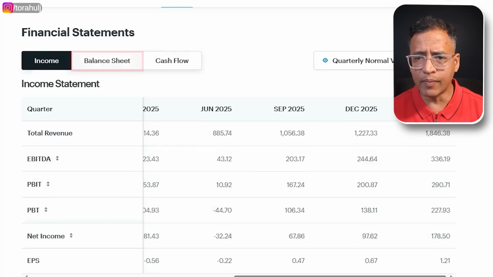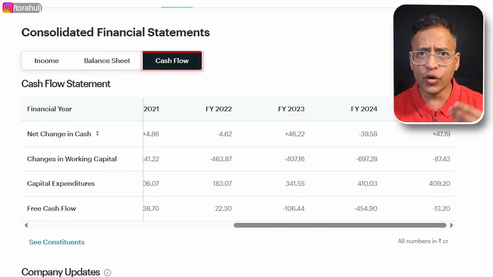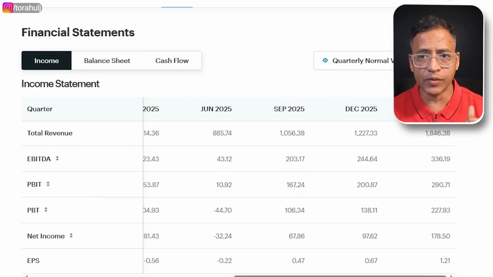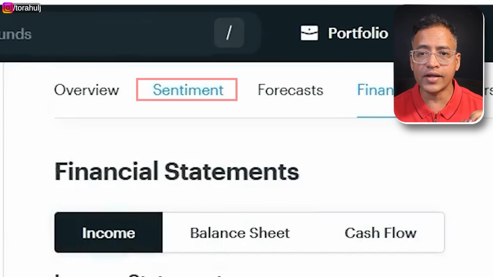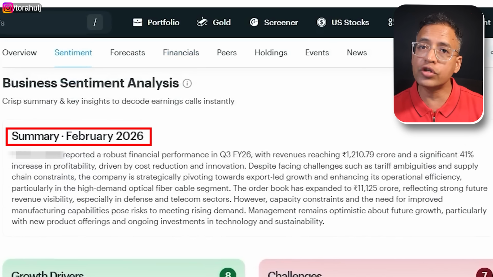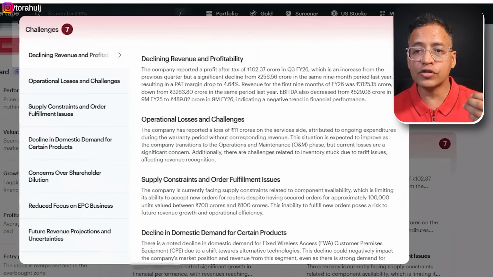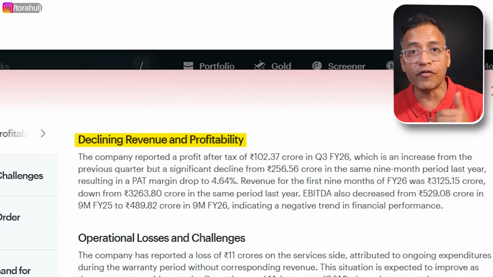Likewise, you can go and read the balance sheet here, cash flows here. I'm not going into a lot of details here, but hope you get the point that you can analyze the financial statements. Now go back to the sentimental analysis. That is very, very important. Right now it is showing you the February con call, which is the Q3 con call. The Q4 con call is not yet here, but what was Q3 telling us? If you read the challenges here, in Q3, it was talking about declining revenue and profitability on a year-on-year basis, right? And now the company has completely changed that in Q4.